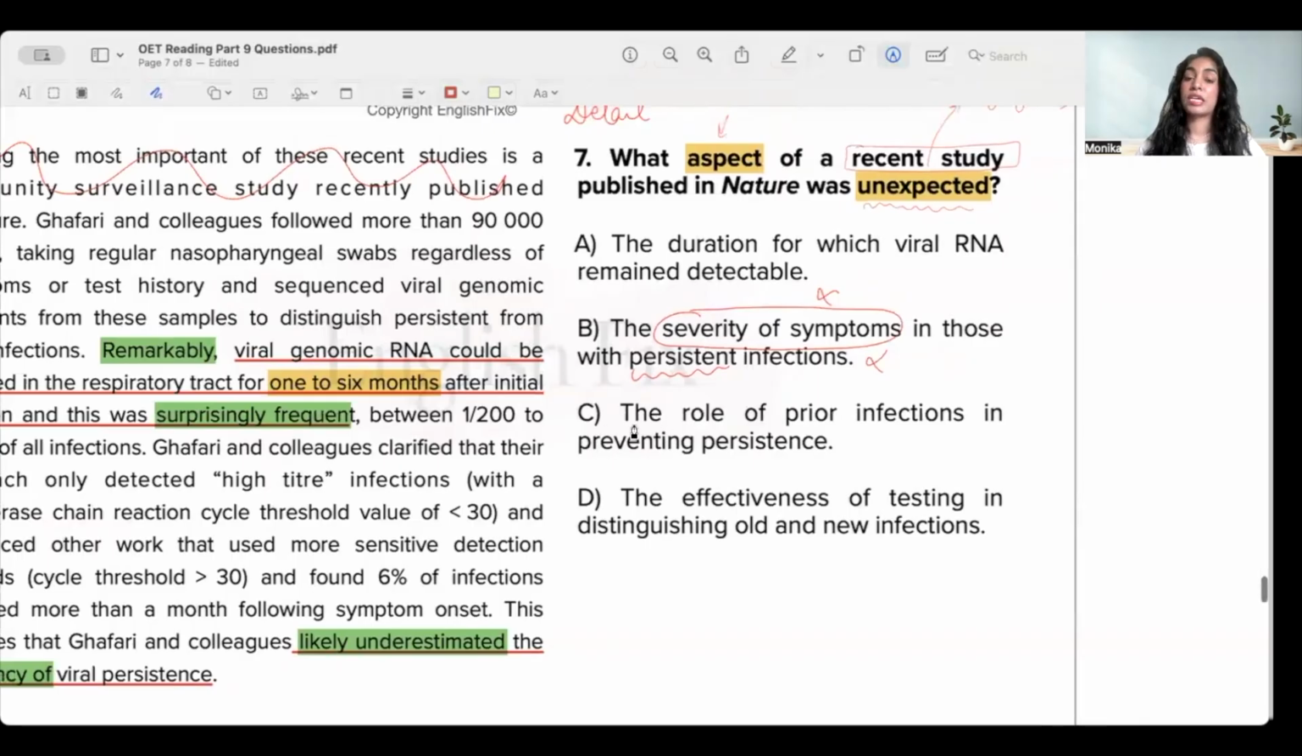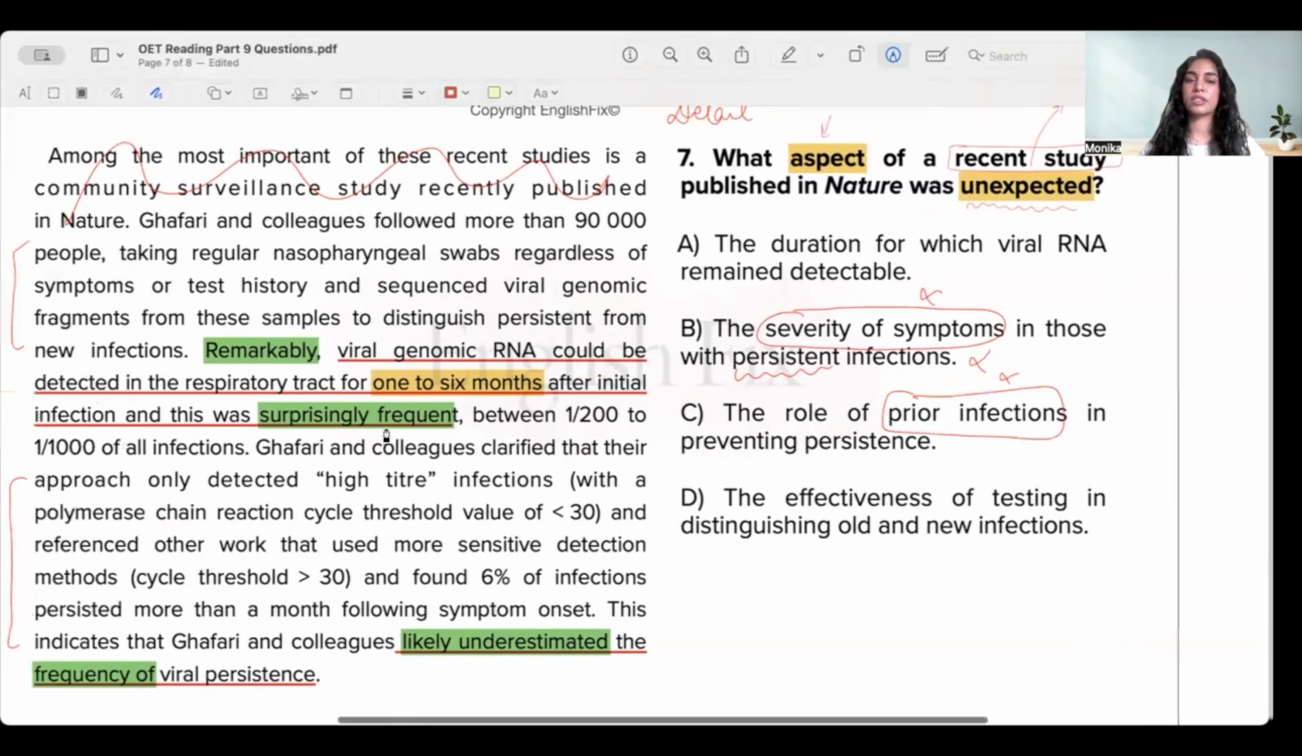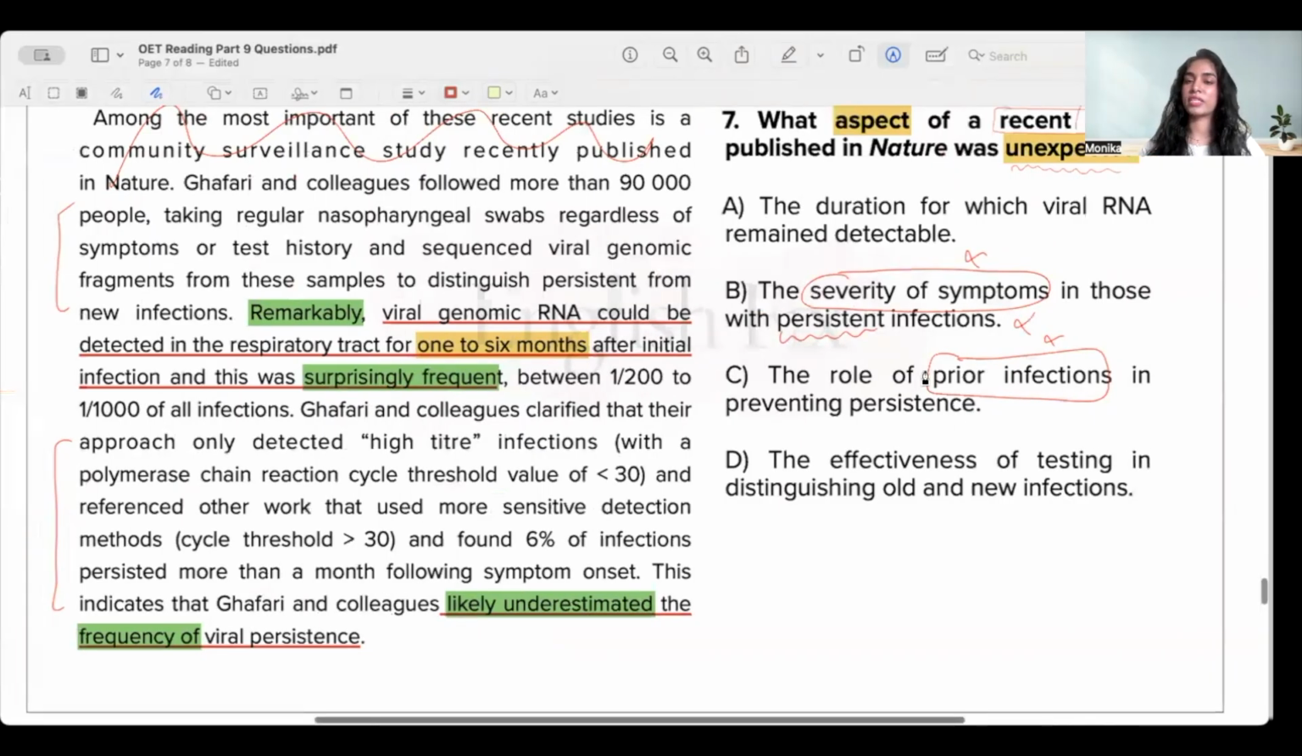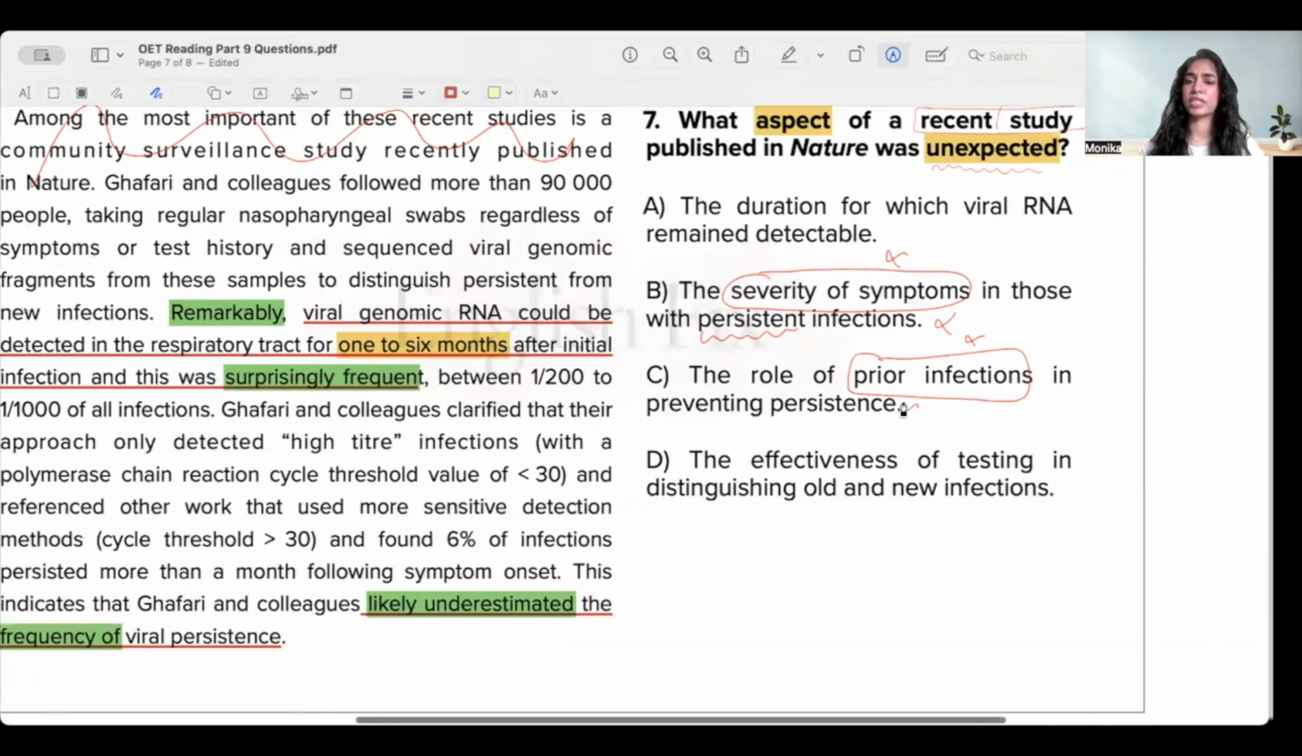C answer option. The role of prior infections in preventing persistence. Prior infection, the infections that were happening early on. I've already marked it incorrect because they only told me that it could be detected in this. Here, I've read it again. I do not find prior infections in preventing this.